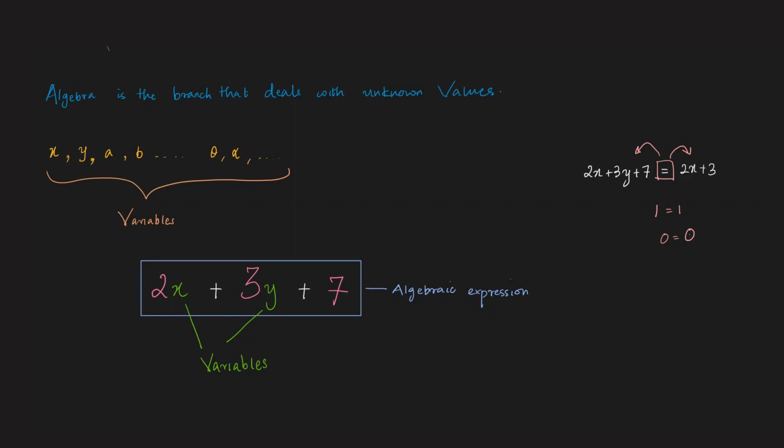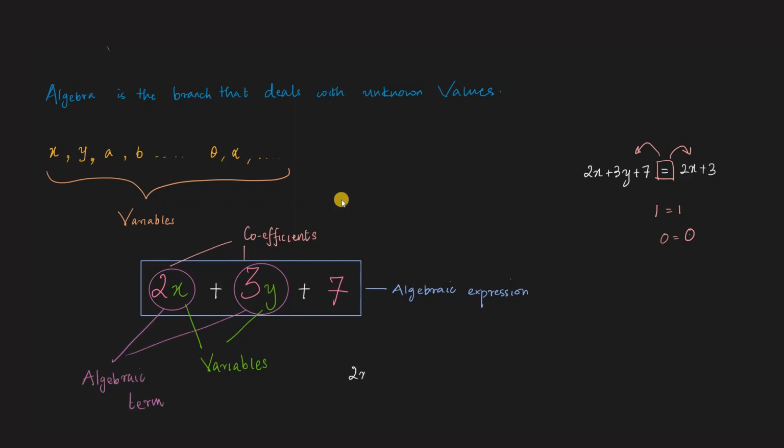Alright, now let's look into the next keyword. If you have a look at this 2 over here and this 3 over here, these two numbers are called coefficients. A coefficient is a number that is multiplied with a variable. So in this algebraic expression, 2 is the coefficient of x and 3 is the coefficient of y. And when you put a coefficient and a variable together, that is called an algebraic term.